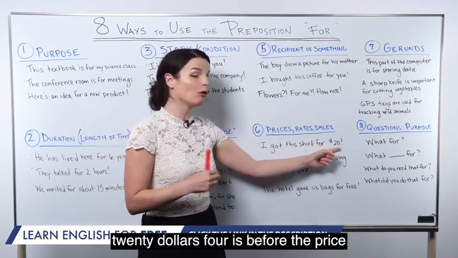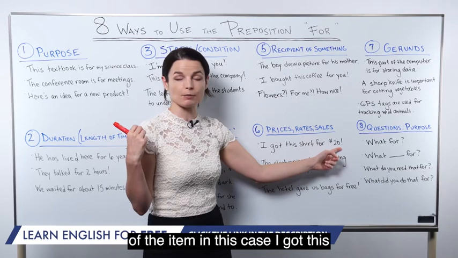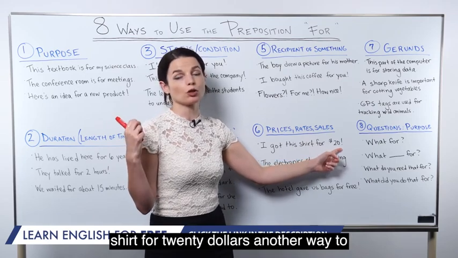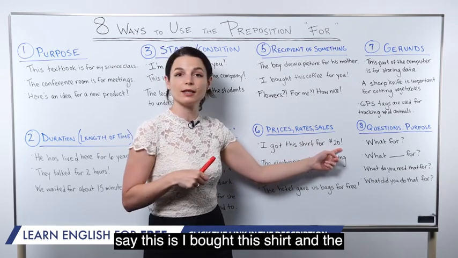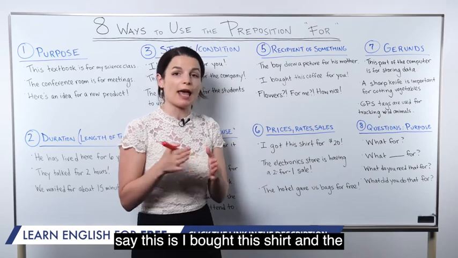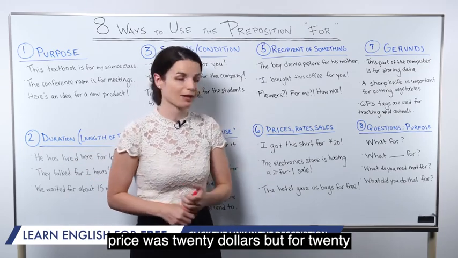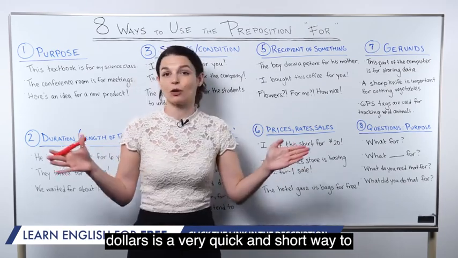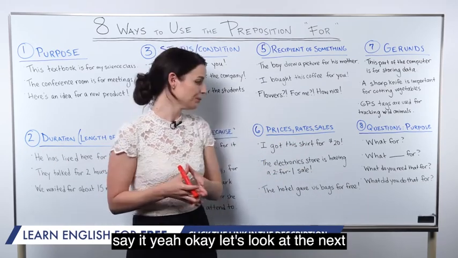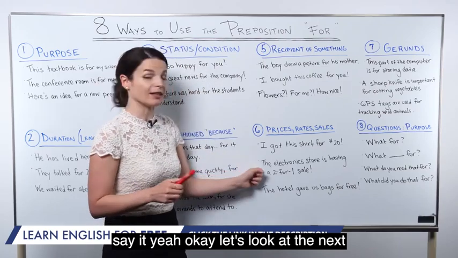For is before the price of the item. In this case, I got this shirt for $20. Another way to say this is, I bought this shirt and the price was $20. But for $20 is a very quick and short way to say it. Yeah? Okay, let's look at the next example.